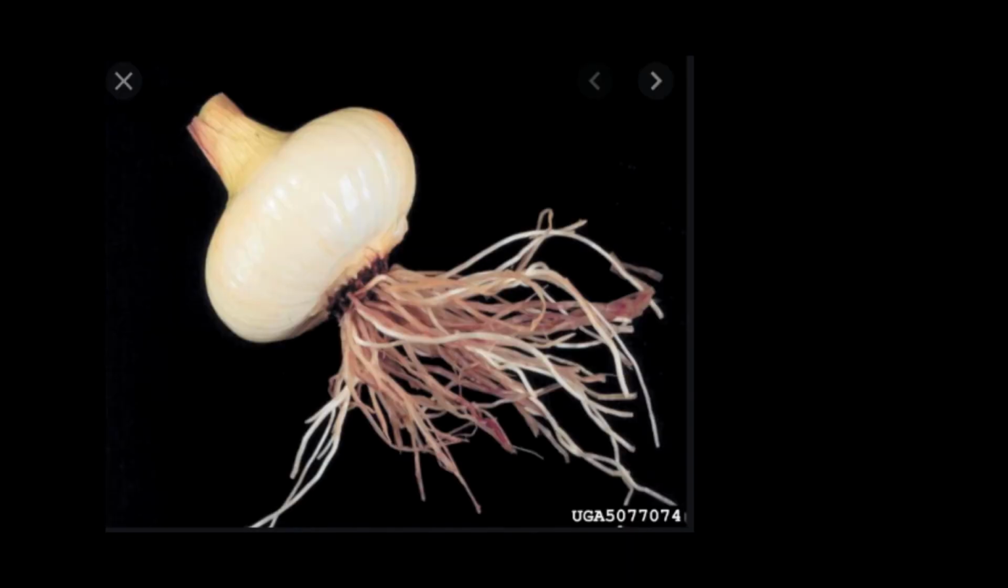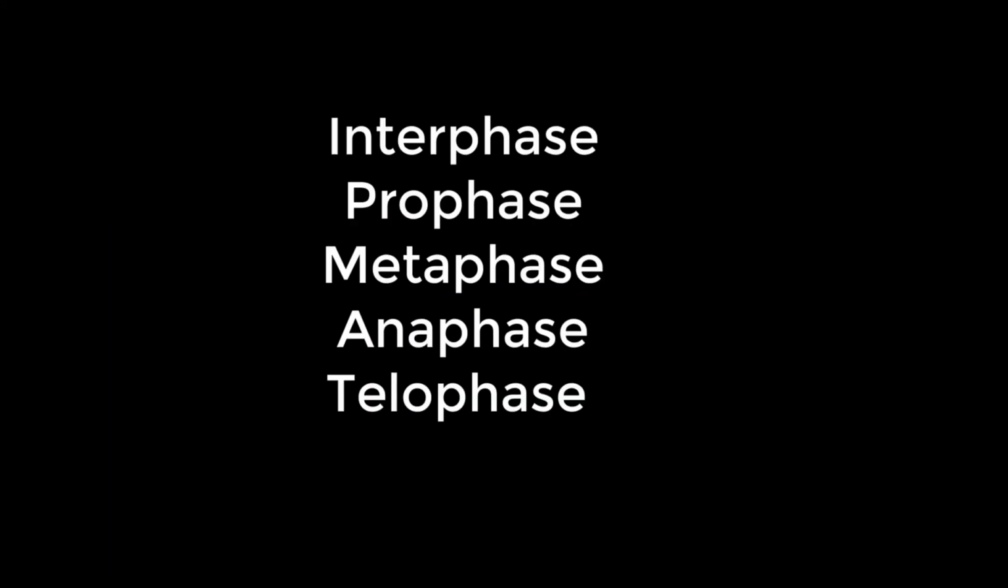In this lab, you are going to be finding the different stages of cell division in onion root tips. You are going to be looking for cells that are in interphase, prophase, metaphase, anaphase, and telophase.